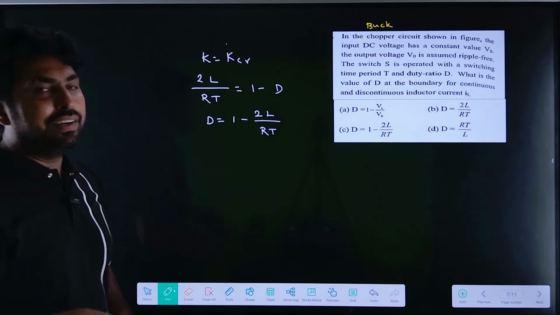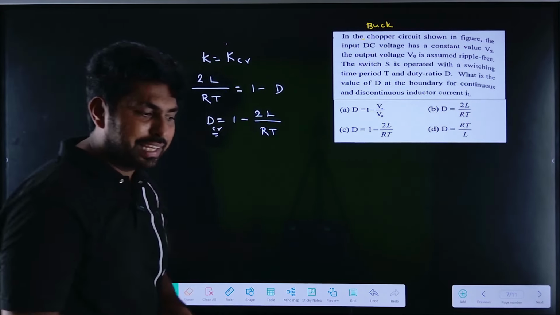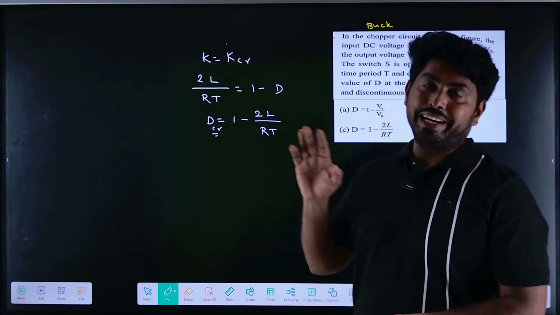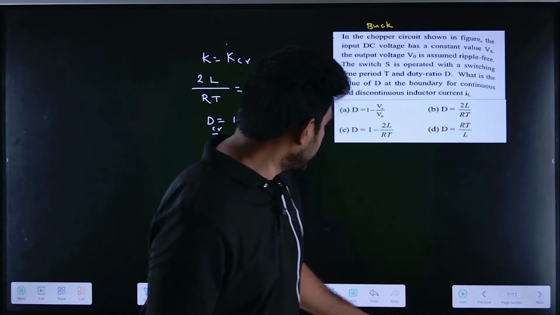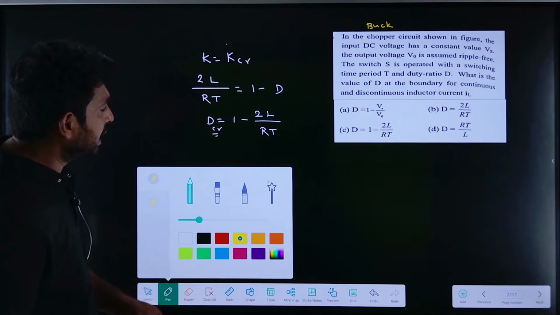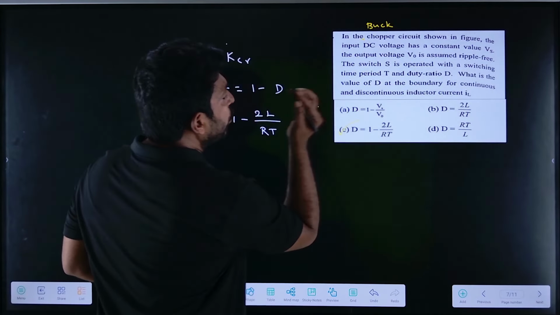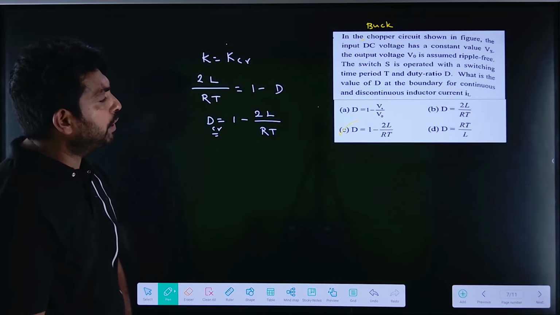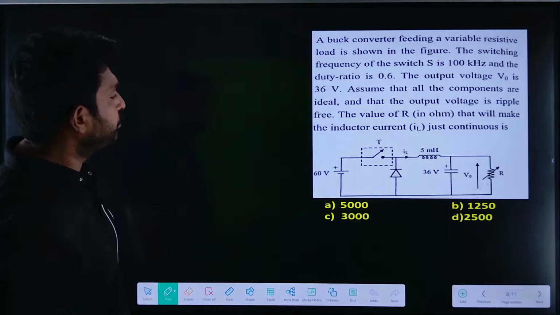So this gives the D value, which is the critical duty cycle, which makes the converter operate in the critical conduction mode. So now we can find this, and from this you can answer this question. Questions may come like this in the exam, right? So D equal to 1 minus 2L by R. This is how we can find it. Now let us solve the next question.